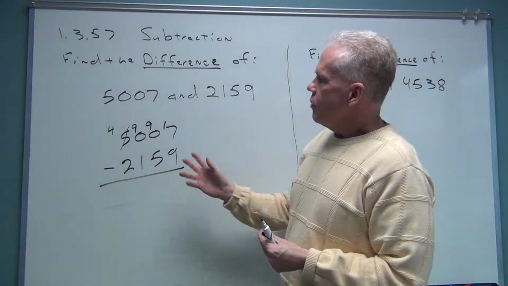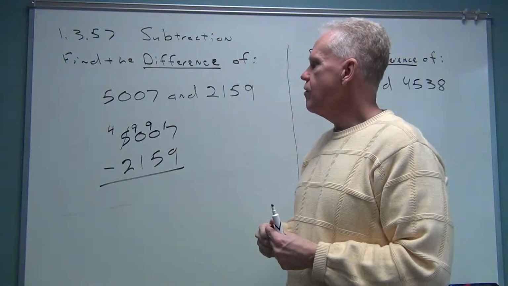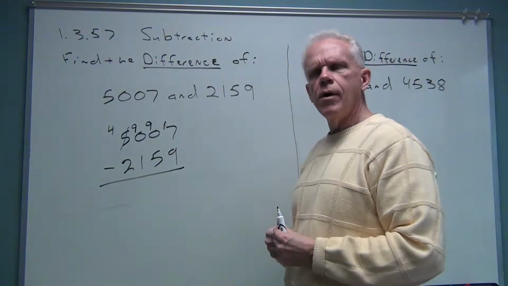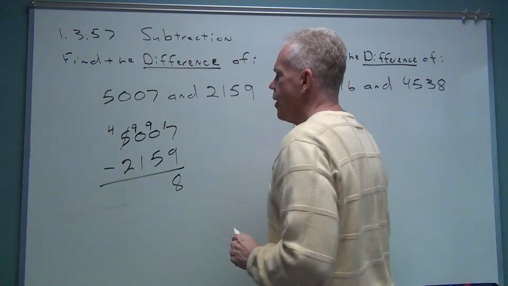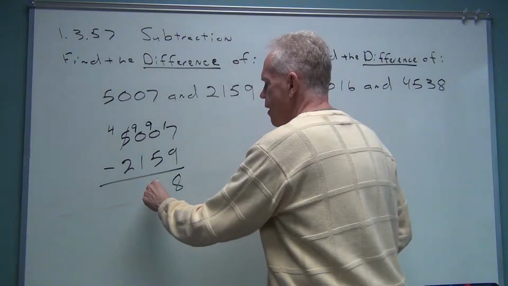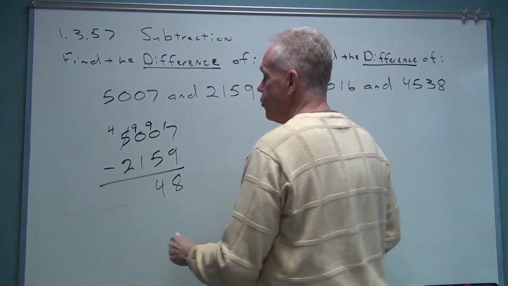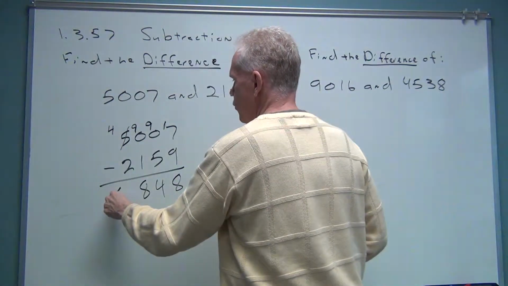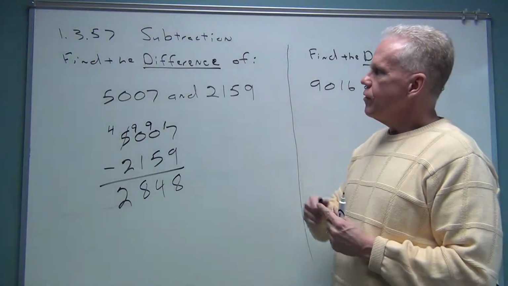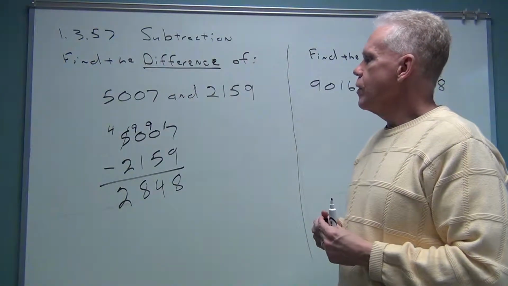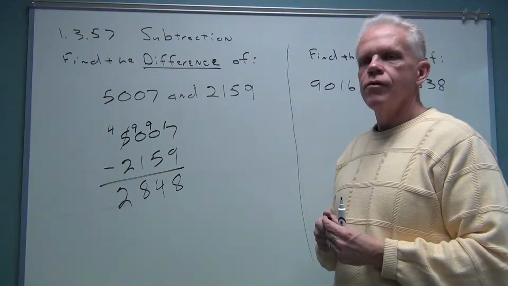Essentially, what we have now is 17 minus 9. What is that anyway? I think it's 8. How about that? So let's put 8 right there. And then 9 minus 5 is 4. And then 9 minus 1 is 8. And 4 minus 2 is 2. And so the solution, or the difference of 5,007 and 2,159, is 2,848.